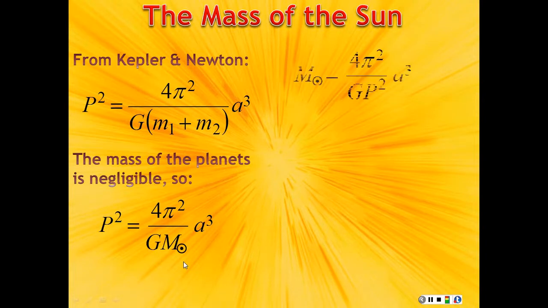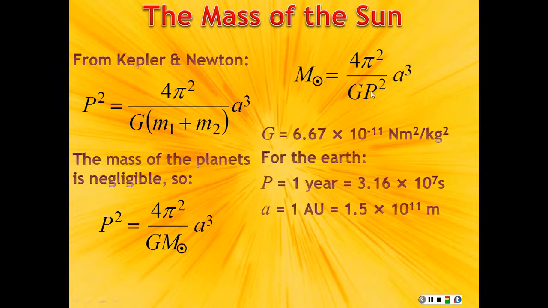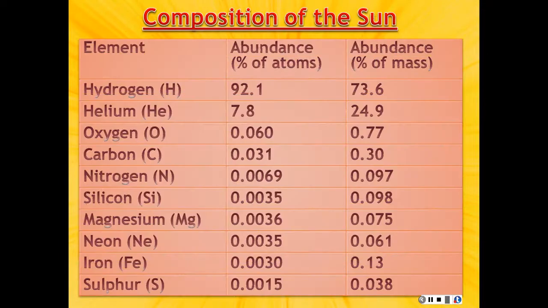And so we can rearrange this so that if we know the period and the distance, we do, the period of the Earth is a year and the distance is 1 AU, plug that in and we come up with a mass of about 2 times 10 to the 30 kilograms. And this is just a summary of the composition, so it's mostly hydrogen, and then you have a little bit of everything else, and we talked about this when we did the formation of the solar system.